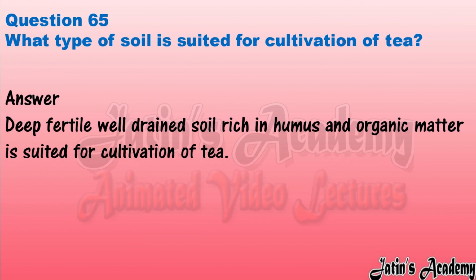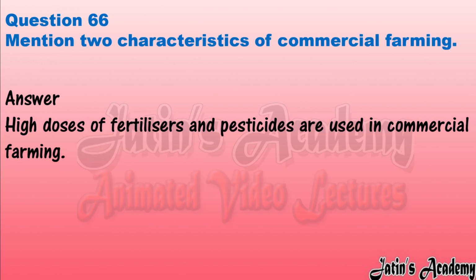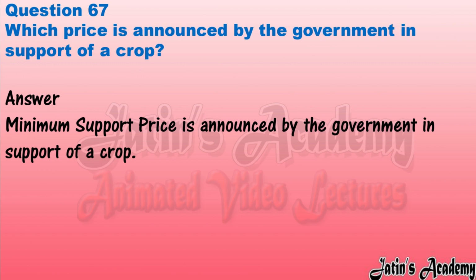Question 65. What type of soil is suited for cultivation of tea? Answer. Deep, fertile, well-drained soil rich in humus and organic matter is suited for cultivation of tea. Question 66. Mention two characteristics of commercial farming. Answer. High doses of fertilizers and pesticides are used in commercial farming. Question 67. Which price is announced by the government in support of a crop? Answer. Minimum support price is announced by the government in support of a crop.